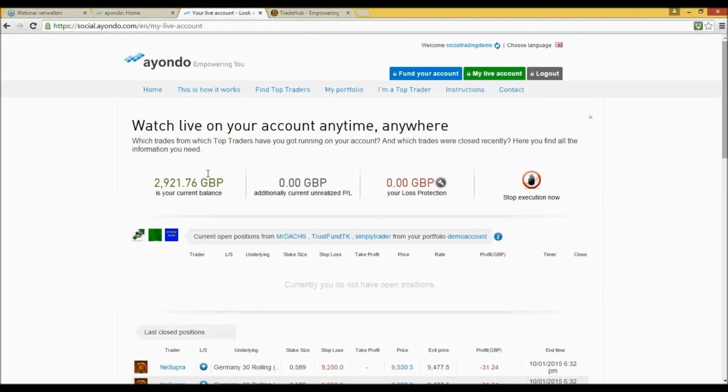So here I can clearly see my balance of £2,921. At the moment I don't have an unrealized or realized P&L, which is shown here. And I've got something called loss protection, which is pretty important, and I'll get to that in a second. And we've got stop execution now.